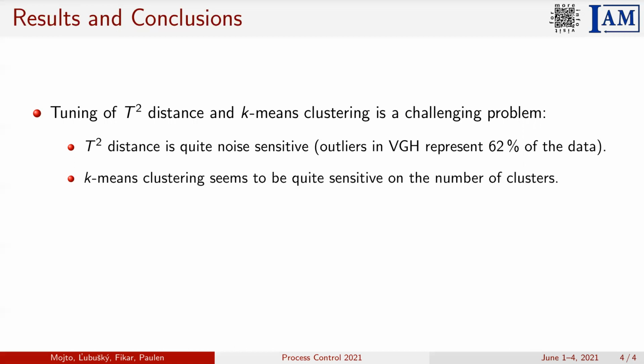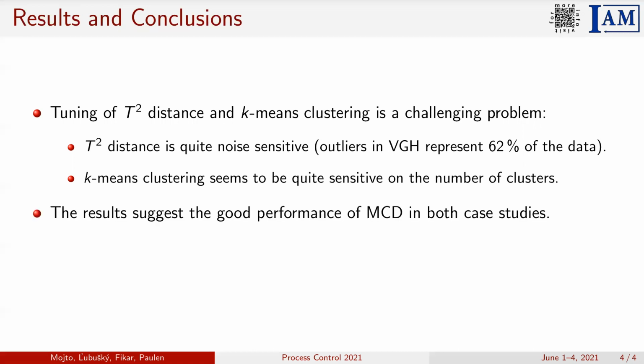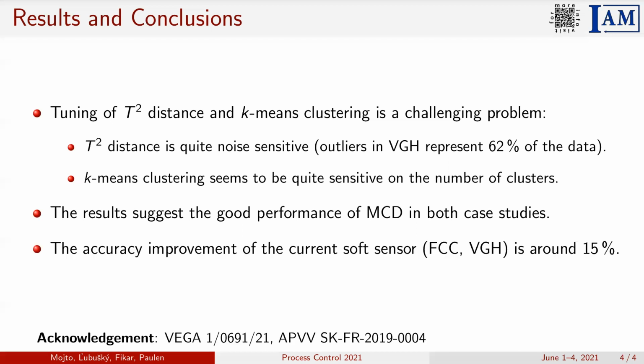The second reason is that the k-means clustering is very sensitive with respect to the choice of the number of clusters, and therefore it is an issue to find a suitable criterion for the detection of clusters with outliers. Our result suggests that the MCD method has a good performance in both case studies with a low effort of tuning. The overall improvement of the current inferential sensor in both case studies is around 15%.